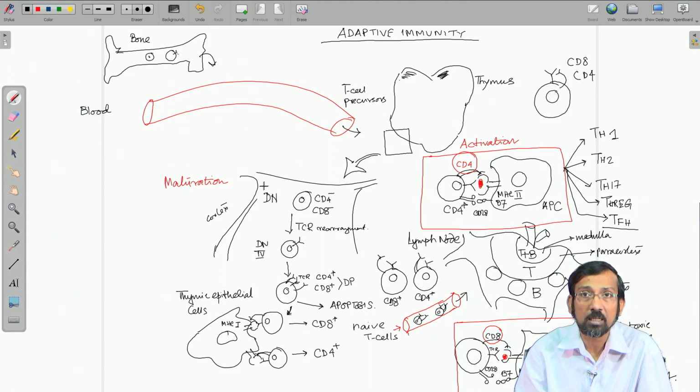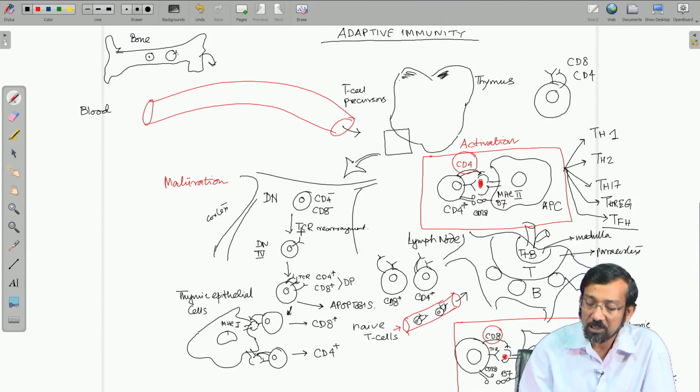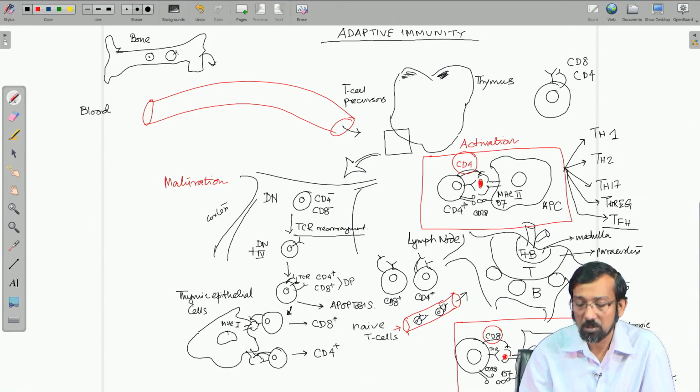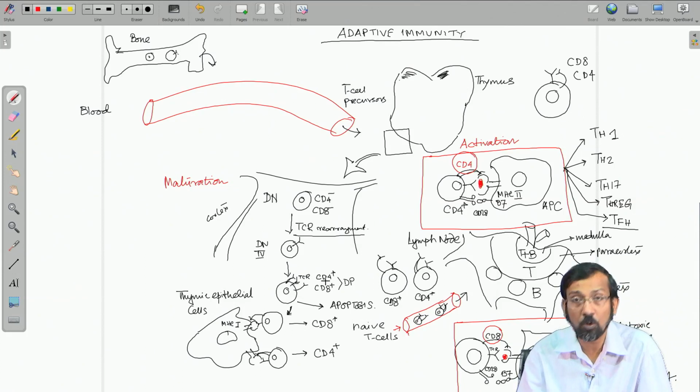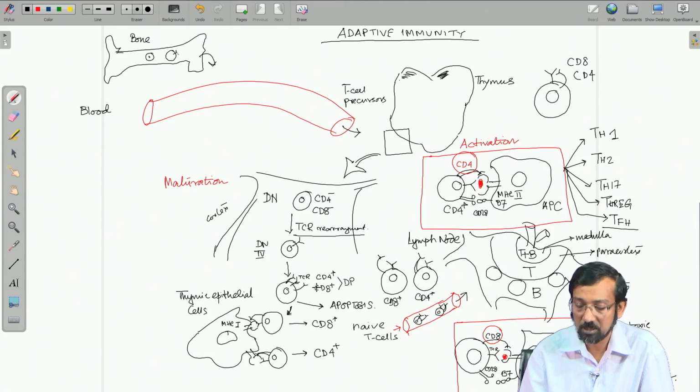These DN cells or the double negative T cells then gradually start developing or expressing the T cell receptors on their surface. At the stage double negative 4, they express the TCR or the T cell receptors, and then they suddenly start expressing both the co-receptors, that is the CD4 and the CD8, and they become CD4 plus and CD8 plus. So, now these CD4 plus and CD8 plus T cells are called the double positive cells.